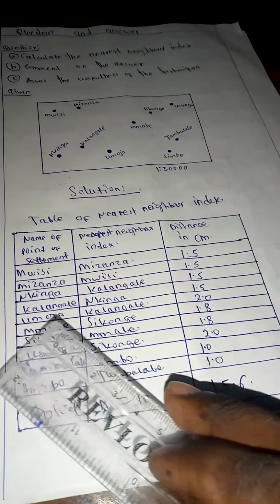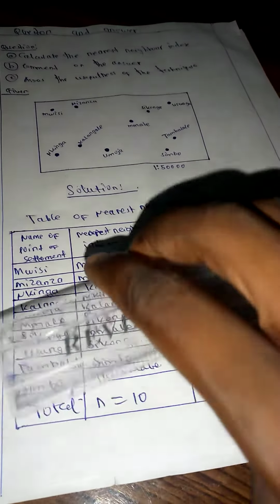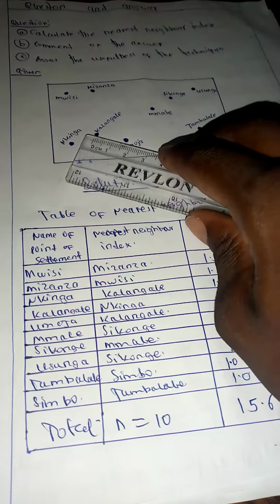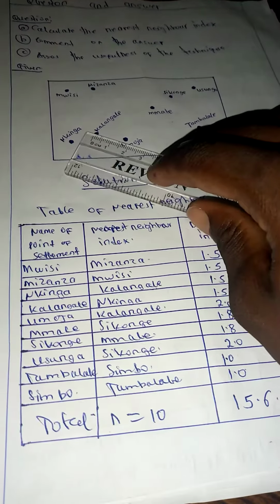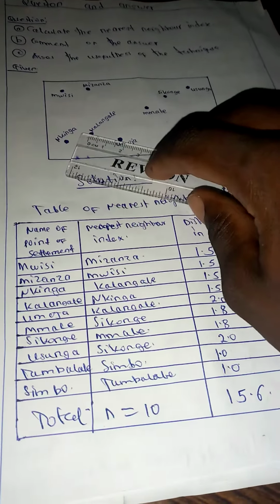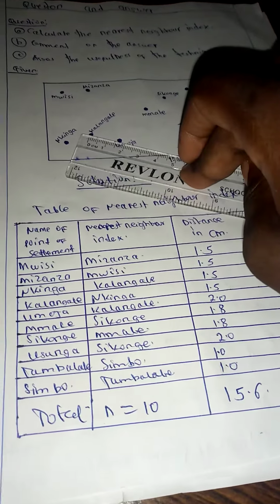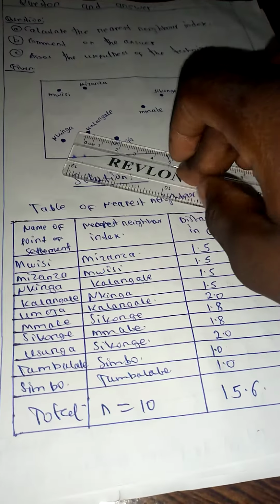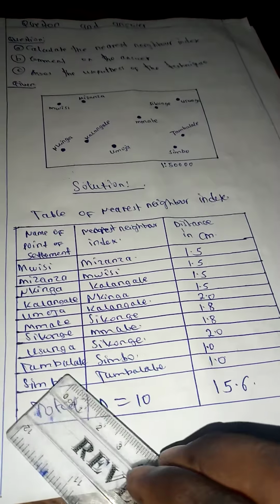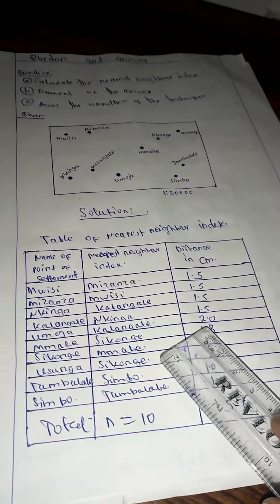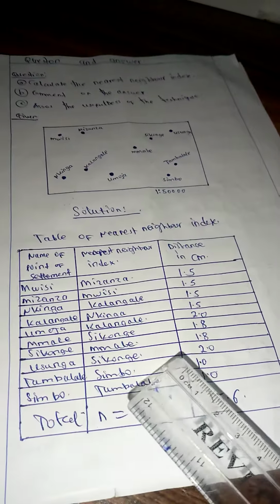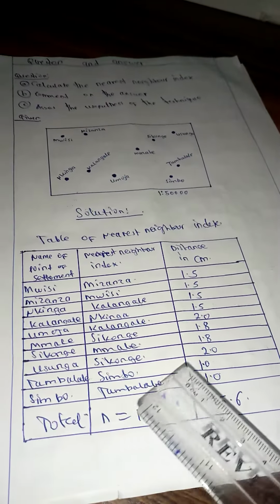The distance from Umoja to Karangale will be 2. You measure from Umoja to Karangale, or from Karangale to Umoja, we get 2. That's why I have written 2 centimeter here. But Male to Sikonge will be 1.8. Sikonge to Male 1.8 also. Usunga to Sikonge 2.0. Tambalale to the symbol 1.0.